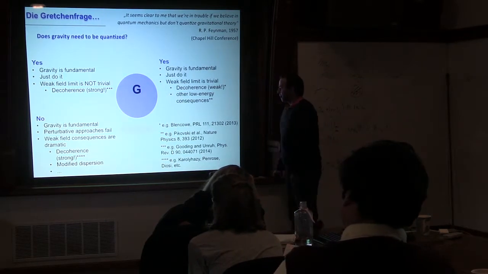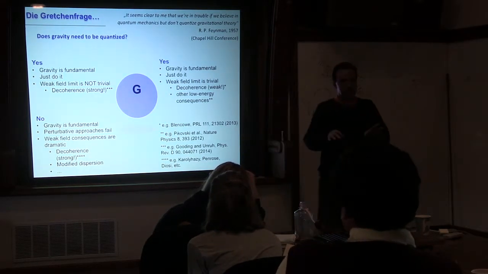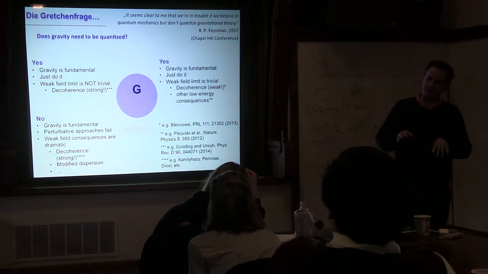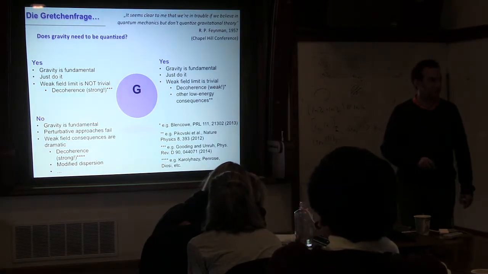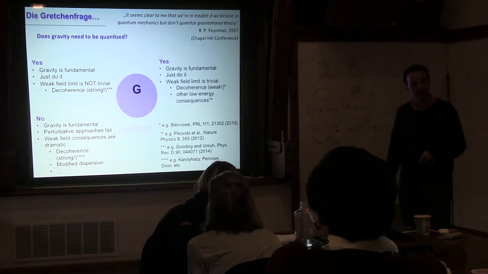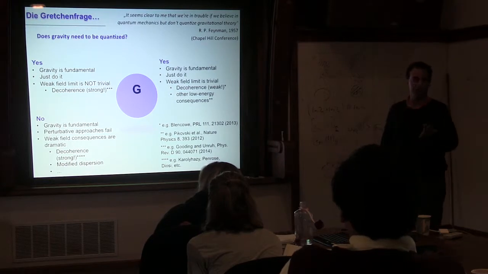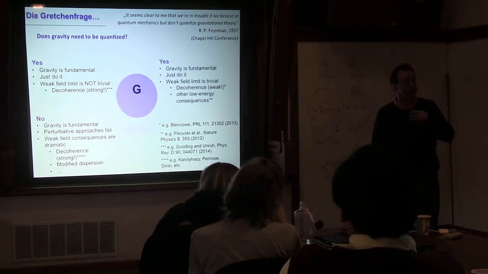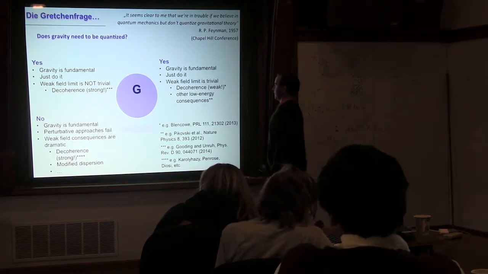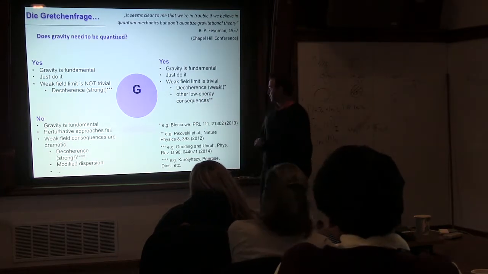So let's put that in a larger context. At the end of the day, experiments at the interface between quantum physics and gravity always circle around this question: does gravity need to be quantized? How much can we actually provide from the experimental side to this question of quantization of gravity? There are a couple of different possibilities how to answer it.